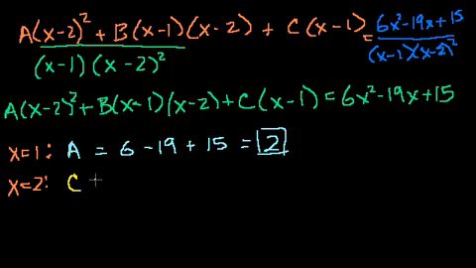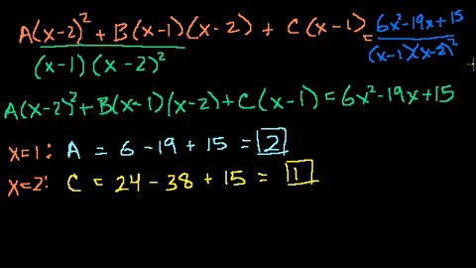So c is equal to 6 times 4, right, 2 squared. So it's 24 minus 38, 19 times 2, plus 15. Let's see, 24 plus 15 is 39 minus 38. That is equal to 1. We're in the home stretch.